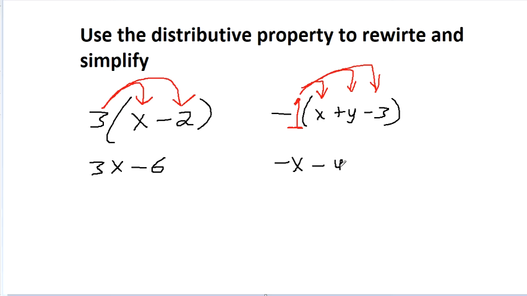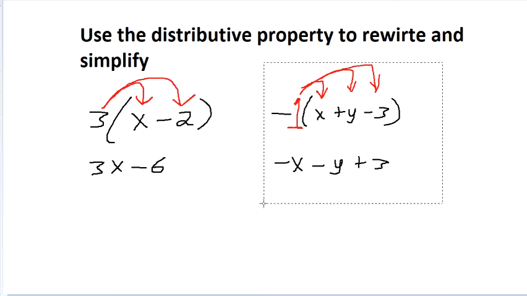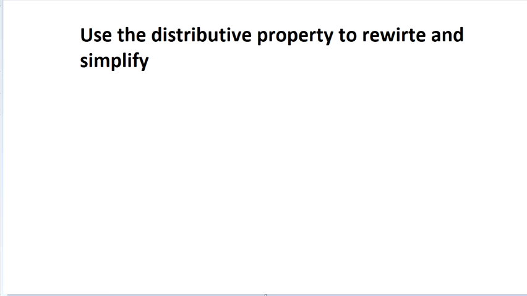And then that's a minus y because negative 1 times y makes negative. Negative times a positive makes a negative. And then negative 1 times negative 3 makes a positive 3. Okay, so that's using the distributive property to rewrite. Let's use the distributive property to help us simplify.